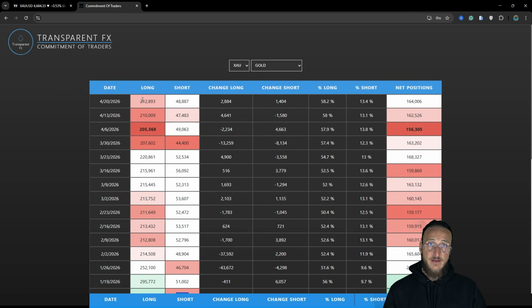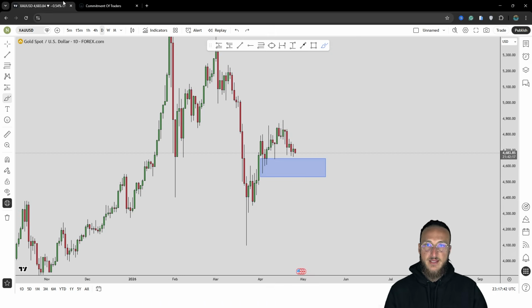But right now there is definitely the possibility to see a rebuilding of that long. And that rebuilding of the long, which seems to already have started with longs increasing from 205K to 212K, could be even increased more if we see that stop loss hunt. So let's keep this in mind and move back to the chart.